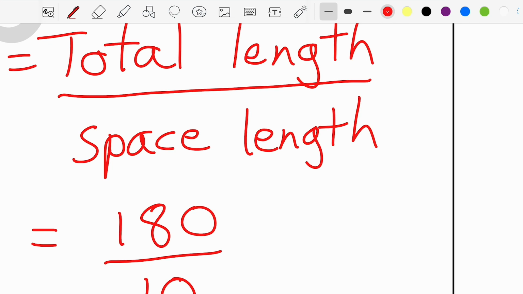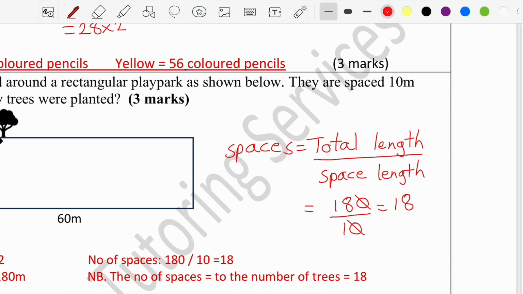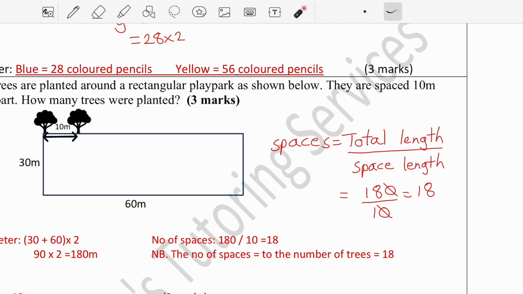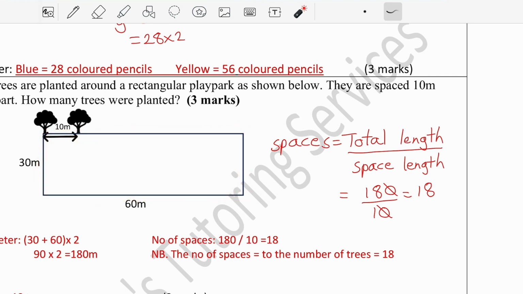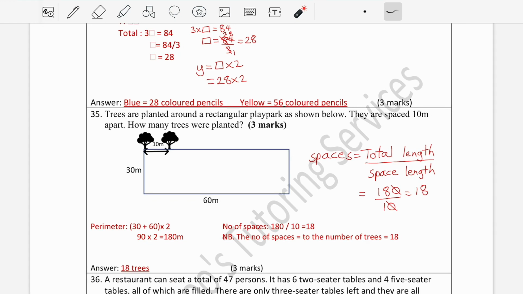So we can cancel 1 and 0 on top with 1 and 0 below, and we'll get 18 spaces, which for objects in a perimeter, the number of spaces is equal to the number of objects. So your answer is 18 trees.